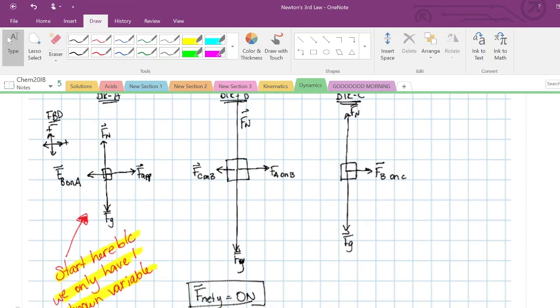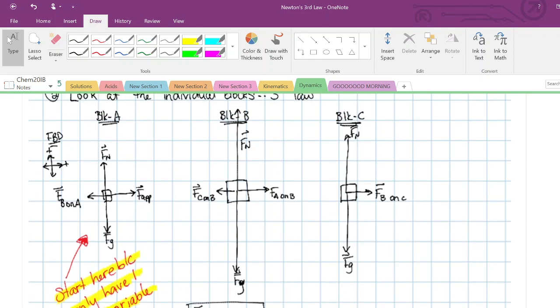Now we have to make the decision of where do we start here? How can we calculate these forces? So I know that I was given force applied. That's the only thing I have. I don't have force of B on A. I don't have force of C on B. I don't have force of A on B or B on C. So I have to start here, because this one is the one that only has one unknown variable.